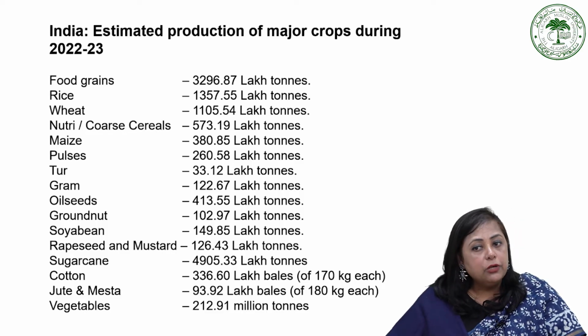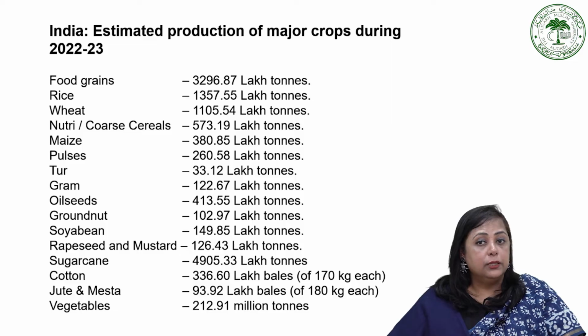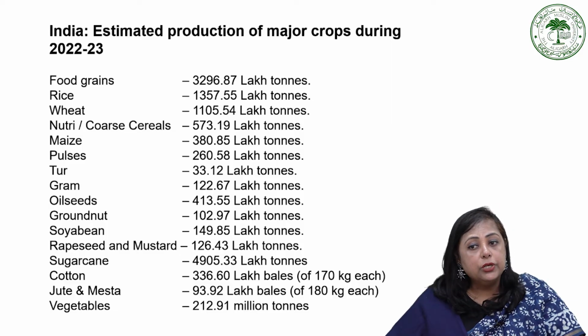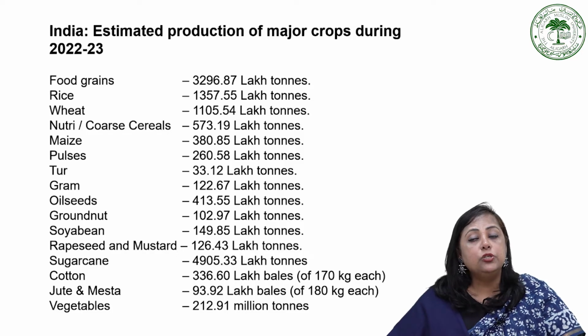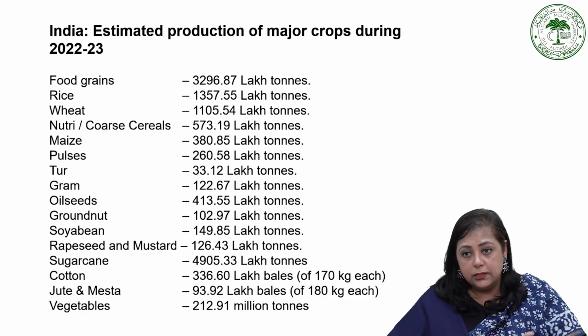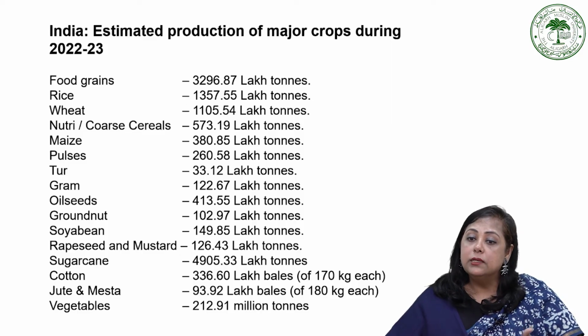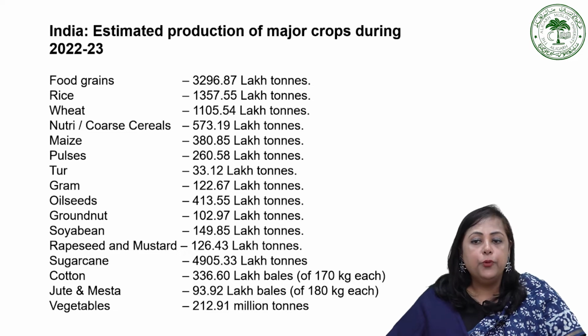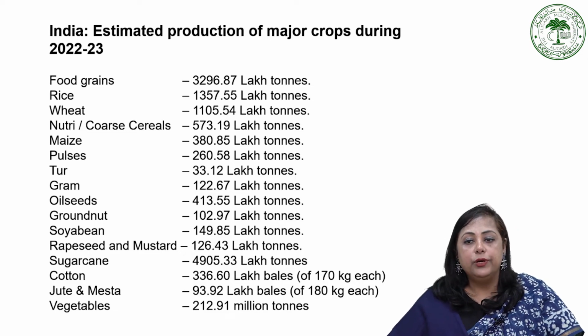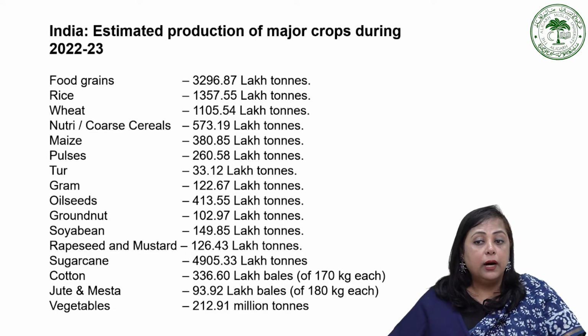So total production of rice, and we are doing good in this. Total production of rice during 22-23 is estimated to be higher by 62.84 lakh tons than the previous year. So the production has increased because there is increasing demand.